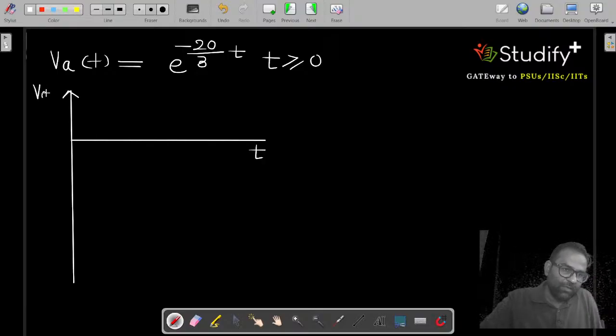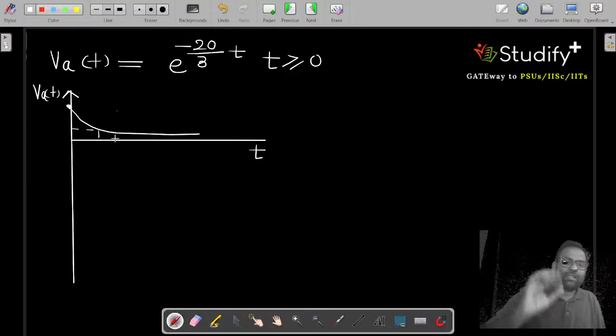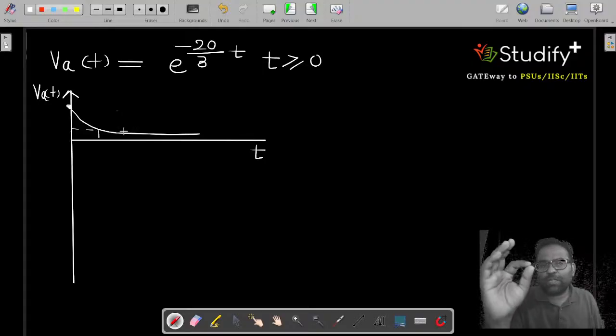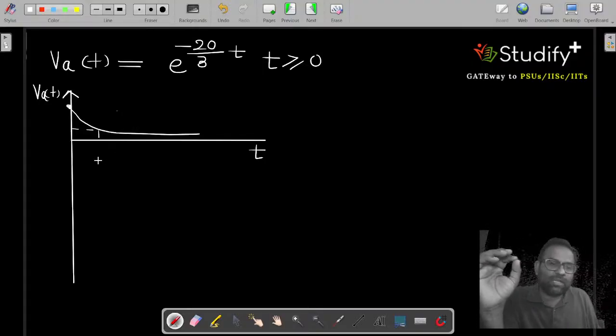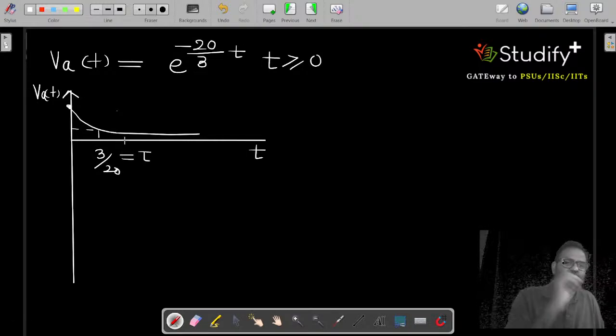And how do you define the voltage across the inductor? What is the initial value? The initial value is 1 at t equal to 0, and after that it is exponentially decaying. And what is the time constant? Time constant is the time required by this process to reach 1 by e of its maximum value. So you can say the time constant is 3 by 20. In tomorrow's session I will use this time constant exclusively to write the answer directly, so keep this in mind.